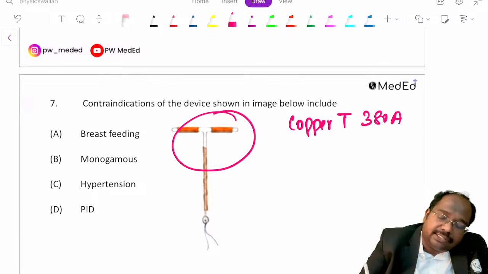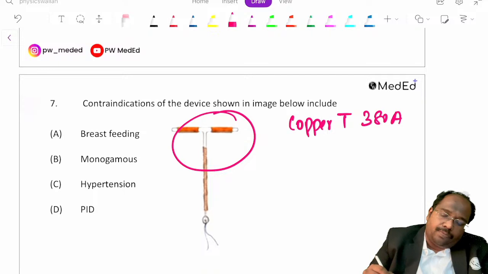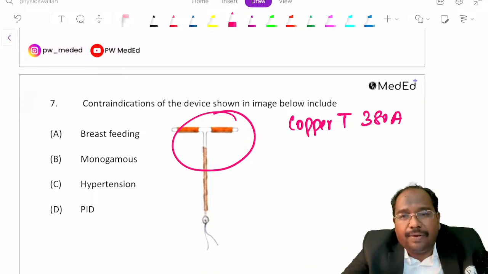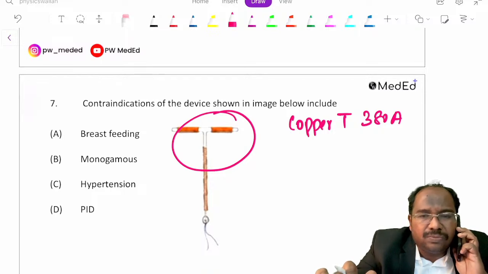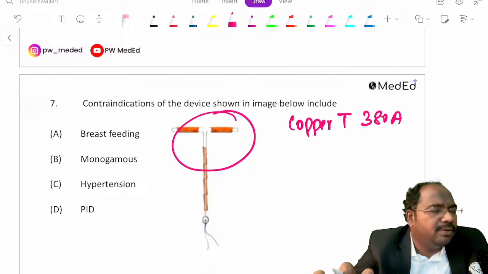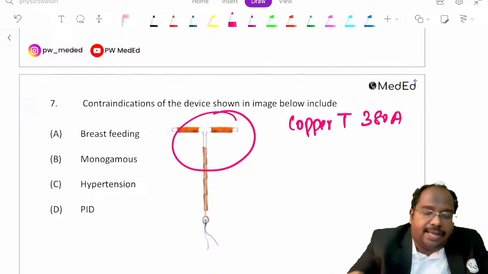So what is this Copper T? Okay, fine. Just a minute. Hello? Yes? Okay, fine.